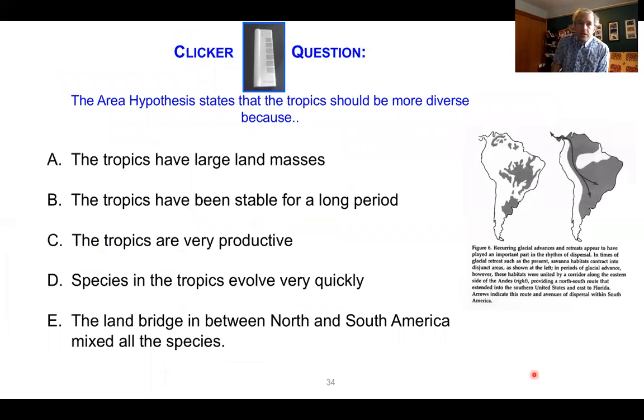Just a couple of quick questions to make sure we're up to speed. The area hypothesis states that the tropics should be more diverse because: A, the tropics have large land masses; B, the tropics have been stable for a long period; C, the tropics are very productive; D, species in the tropics evolve quickly; E, the land bridge between North and South America mixed all the species. I'll give you 5 seconds on that one.